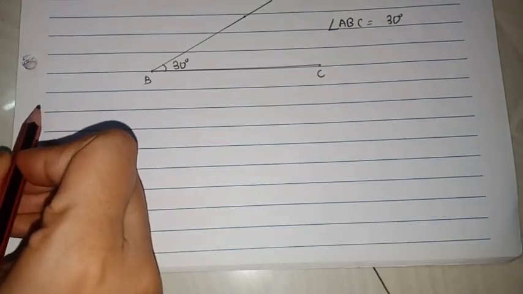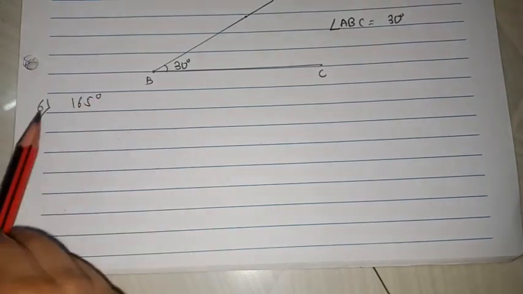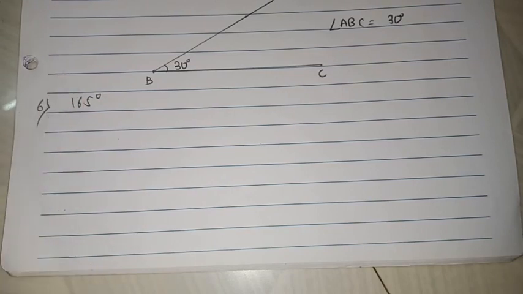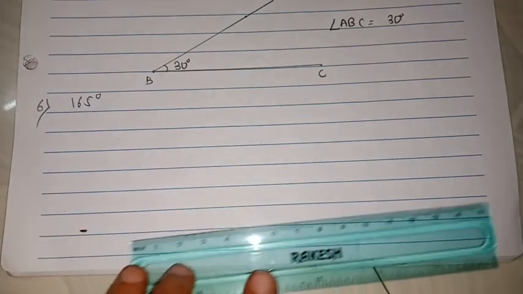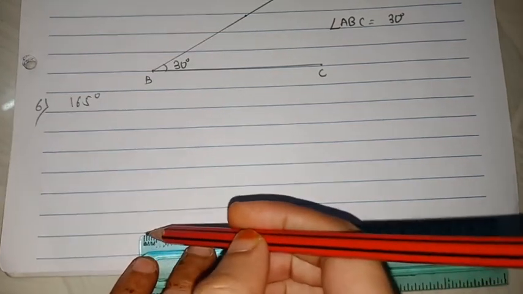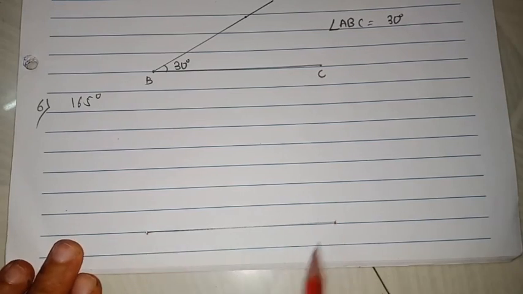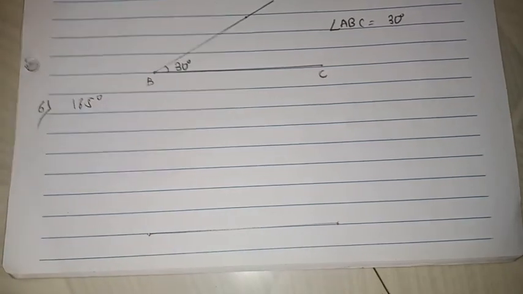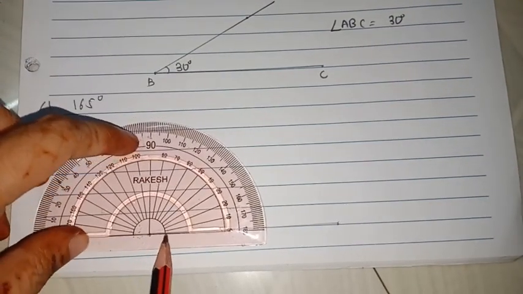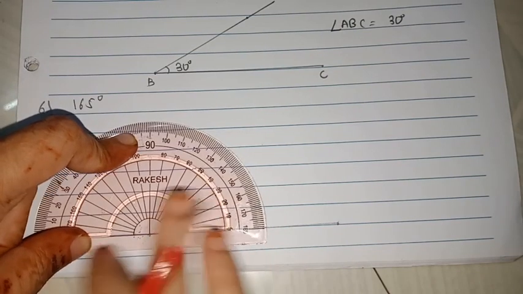Now question number 6. 165 degree. It is more than 90 degree, right? It means it is obtuse angle. Take a scale, draw a line, mark a point. Now take a protractor and put the center of the protractor on the starting point of the line like this. Done.